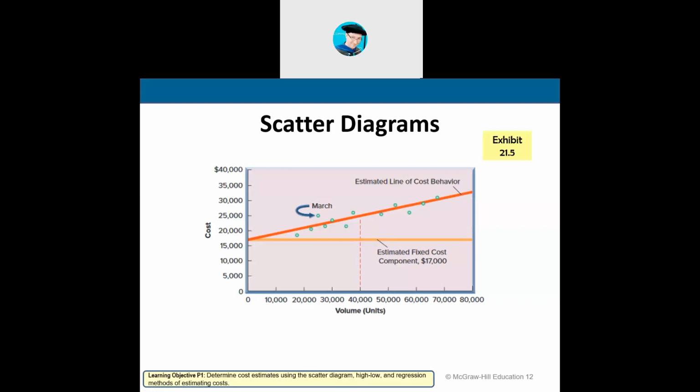This is called a scatter diagram. The scatter diagram shows us the correlation relationship between fixed and variable costs over time, based off the level of production and the related cost. It's a way of estimating costs. And we can see that the line, the cost behavior line, is very close to each month of production's actual cost. It's an estimate. So we call this a baseline. It's a way of estimating costs.